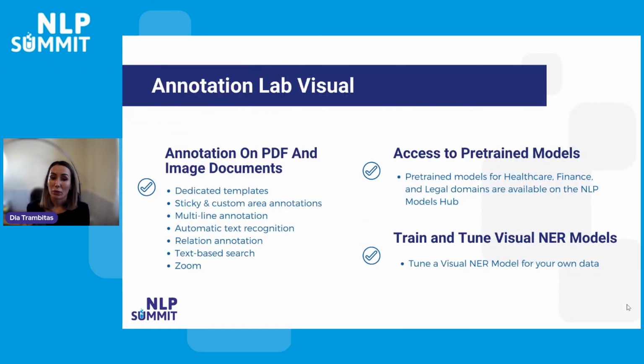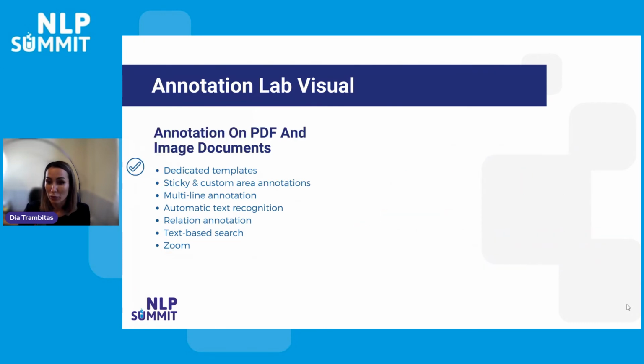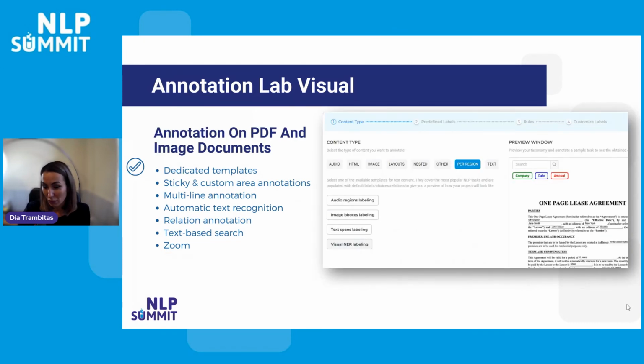What does the Visual edition bring extra compared to the Community and the Healthcare versions? Well, it offers the option to annotate on top of PDFs and on top of image documents. We have dedicated templates for visual projects, like per region, visual NER labeling. Those are the templates that you should use if you want to annotate your image or PDF documents.